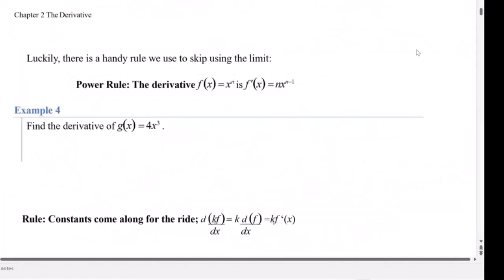So luckily, there's a handy rule to skip using the limit, which is what I just said. So here we have it. The power rule is exactly as I just stated. So now I want to find the derivative of g of x equals 4x cubed.